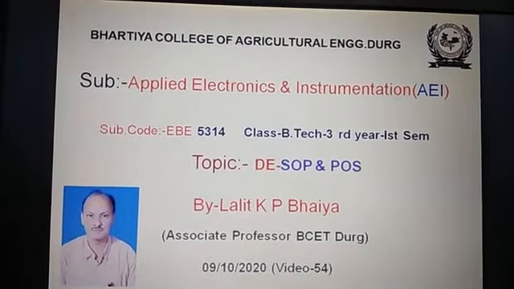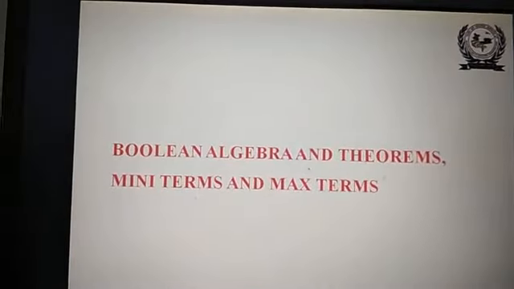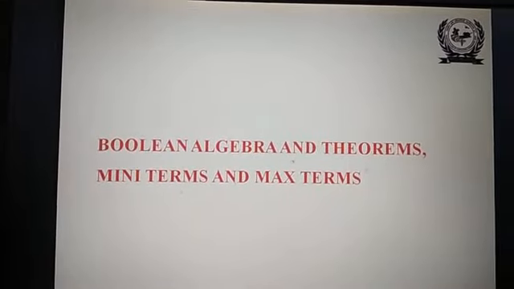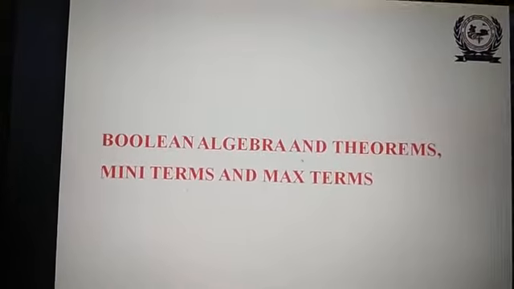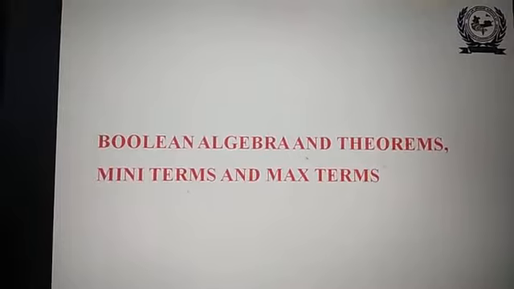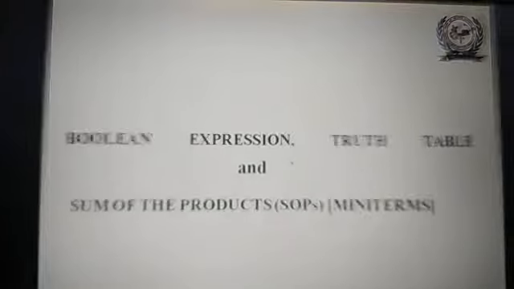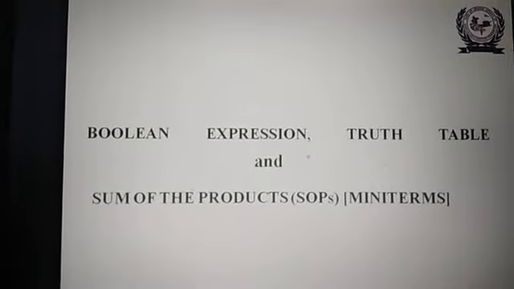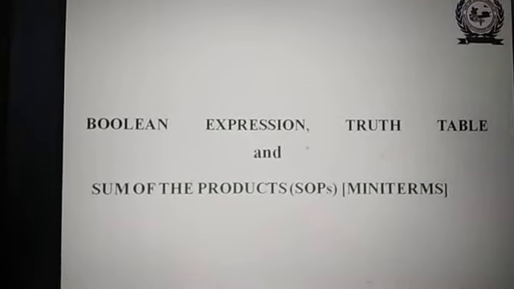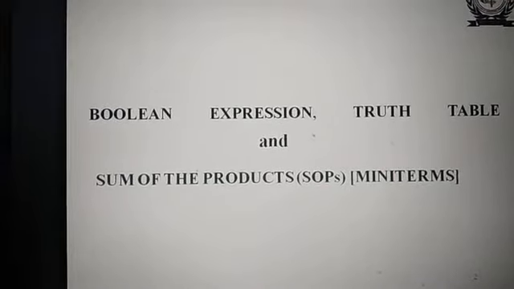So let us discuss this SOP and POS. Here we will go for the discussion of SOP and POS with the help of Boolean algebra and theorems. These are called min terms and max terms, SOP and POS. We will go through the Boolean expressions, their truth tables, and the sum of products, which is called the min terms, SOPs.